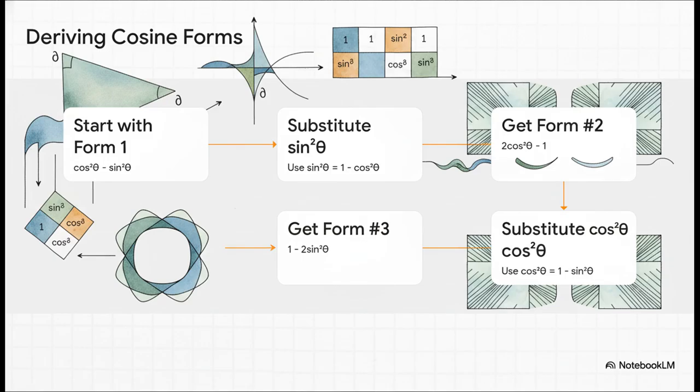And check this out. This shows you exactly where the other 2 forms come from. You just take that main form and you use the good old Pythagorean identity to substitute. You can swap out the sine part to get a version with only cosine, or you can swap out the cosine part to get a version with only sine. It's like having a Swiss Army knife. You can pick the perfect tool for whatever problem you're facing.